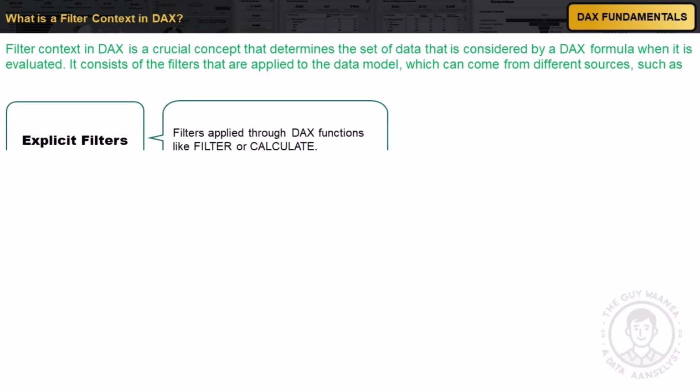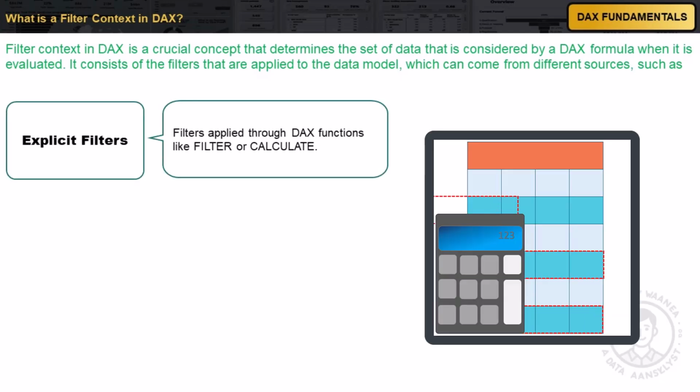Explicit filters, filters applied through DAX functions like filter or calculate. Unlike automatic filters from slicers or reports, you define them within your formulas using functions like filter or calculate. These functions act like a sieve, letting you control exactly which rows of data contribute to your calculations.